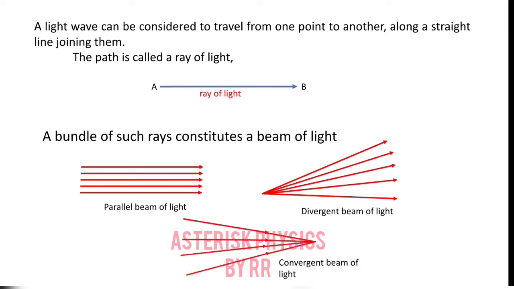Parallel beam of light means the light coming from a faraway object seems to be parallel. Divergent beam of light means light diverges from a point. For example, if you light a torchlight, you can see how the light comes out. It comes out in a conical shape, so it diverges in that fashion. In a similar way, you can also converge light to a point.